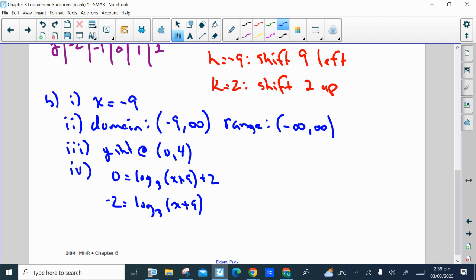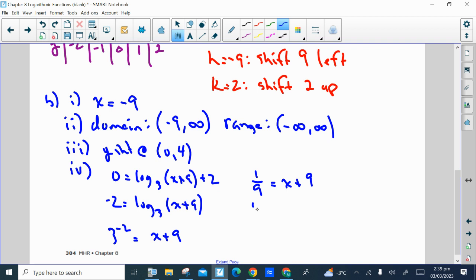And to solve for x, we would convert from logarithmic to exponential. Start with the base and cycle through. So that'll give us 3 to the -2 equals x plus 9. 3 to the -2 is 1 over 3 squared, or 1/9, equals x plus 9.